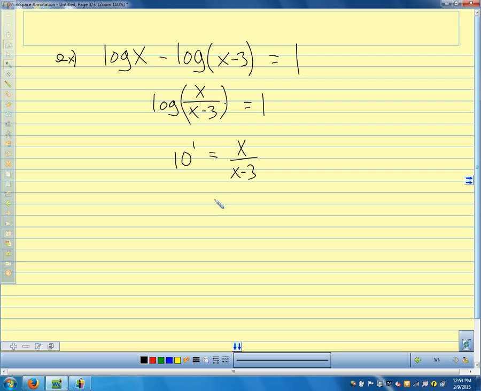This one's not too difficult. Multiply by x minus 3, so x minus 3 times 10 equals x. So I get 10x minus 30 equals x. So 9x equals 30, and x equals 30 ninths, which is 10 thirds.